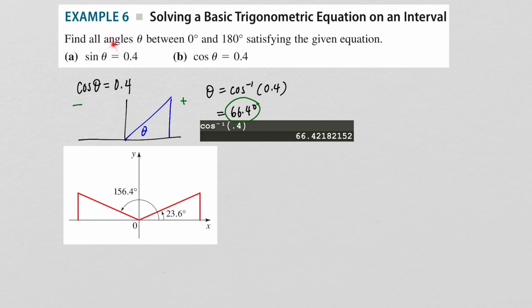And since we only want angles between 0 and 180, but it must satisfy cosine is positive 0.4, we know for cosine there can only be one answer to this question. So it is only this angle, 66.4 degrees.